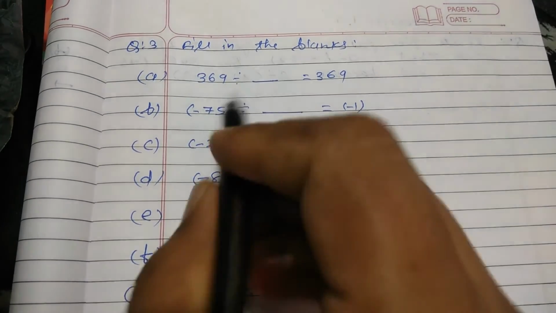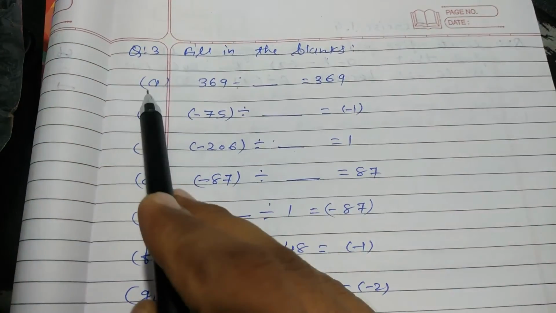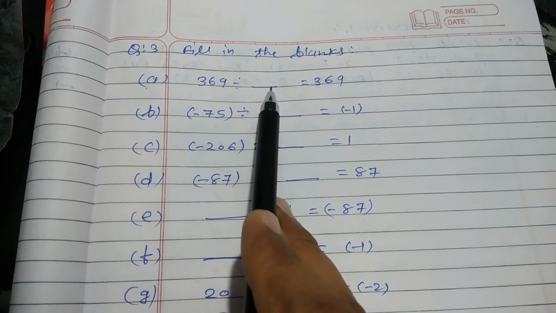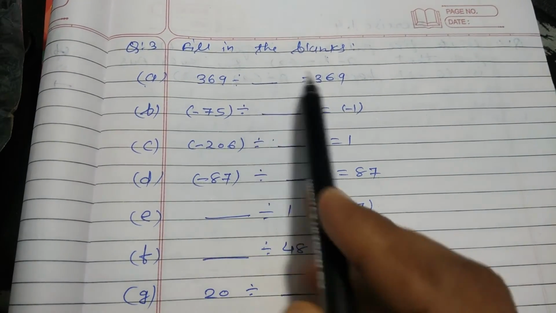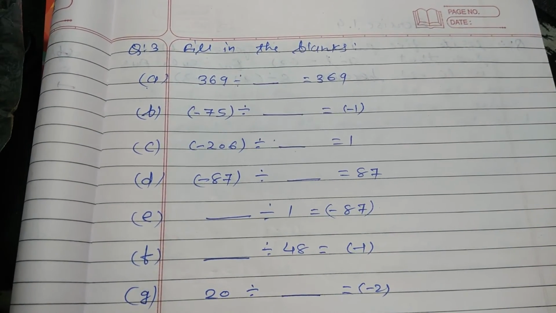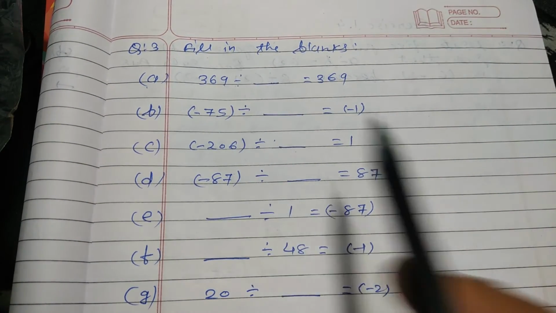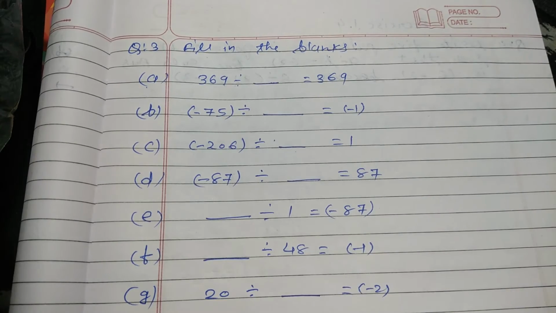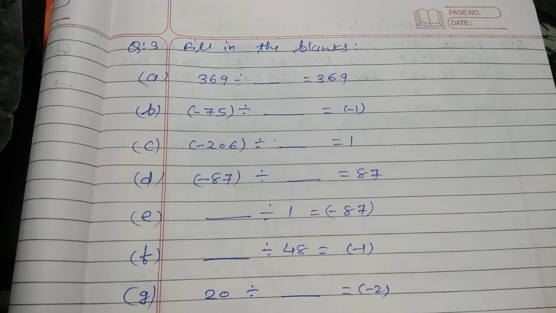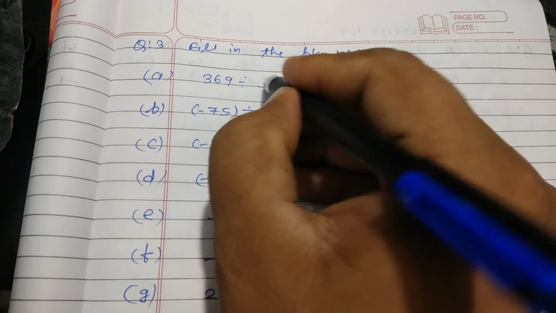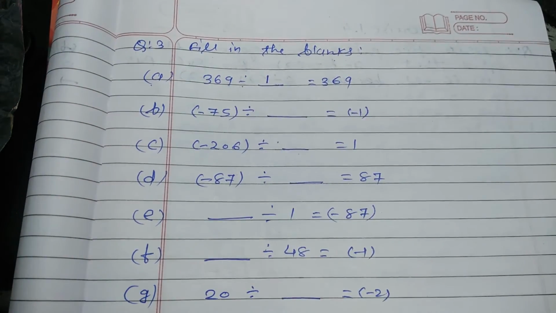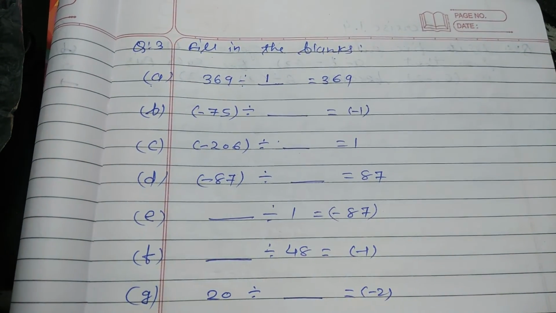Next question number 3, fill in the blanks. First A, 369 divided by dash, that is equal to 369. So here in the fill up what will come, as we know that any integer divided by 1 we will get the same integer, so 369 divided by 1 we will get 369.